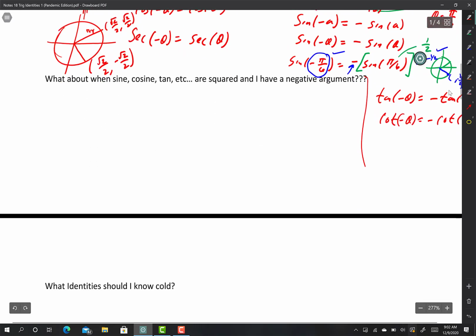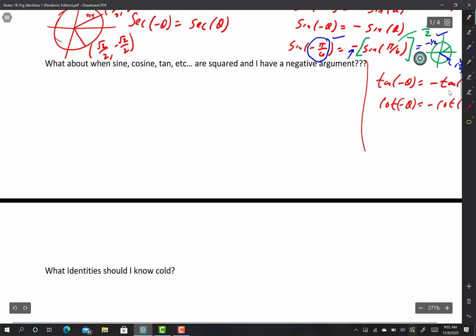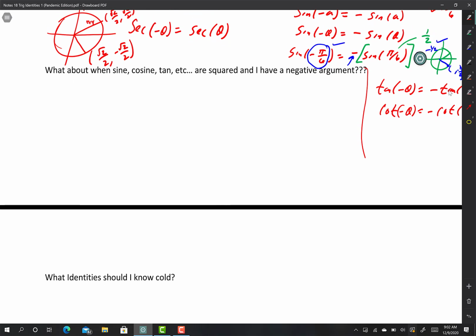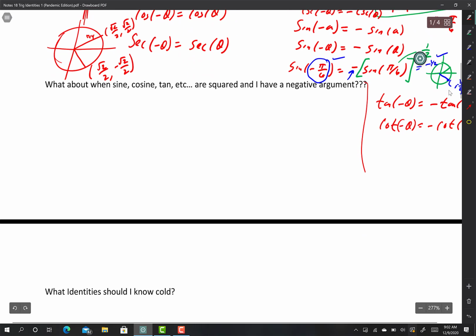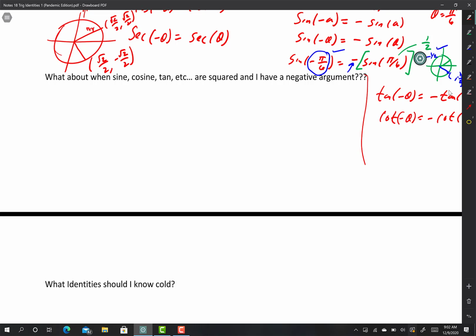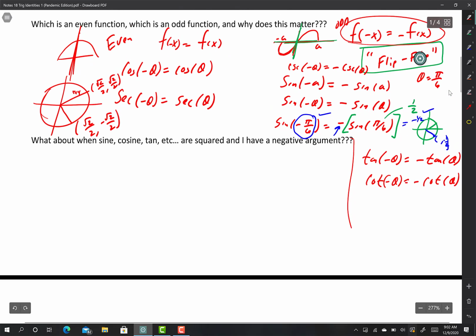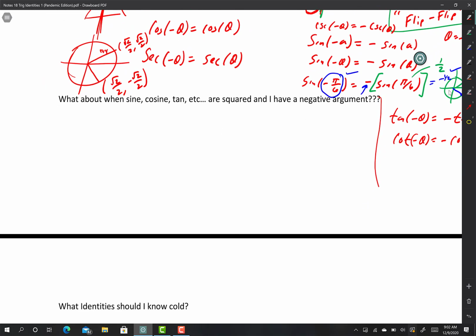So yay. And then it says, what about when sine, cosine, tangent are squared? Well, if you're squaring, guys, then this whole odd even thing goes away. Only if you're squaring, because when you square something, you're going to have a positive output anyways. So for even functions it doesn't matter, but it matters more so for odd functions. So let's see. Here's what I'm trying to say.